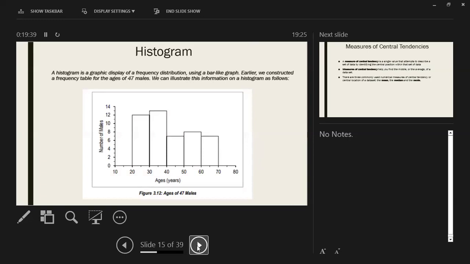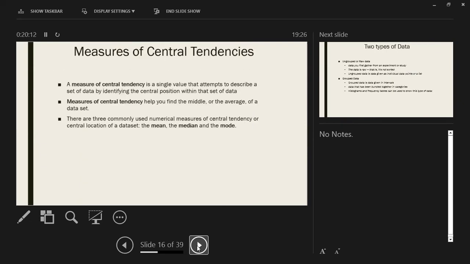Now, the other type of chart that is also used in statistics is what is called a histogram. A histogram is a special type of bar chart. It is a bar chart that displays what is called the frequency distribution. So when you have a frequency table and you want to plot the frequency table in the form of a bar graph, that type of bar graph is what is called a histogram. So you must understand that.